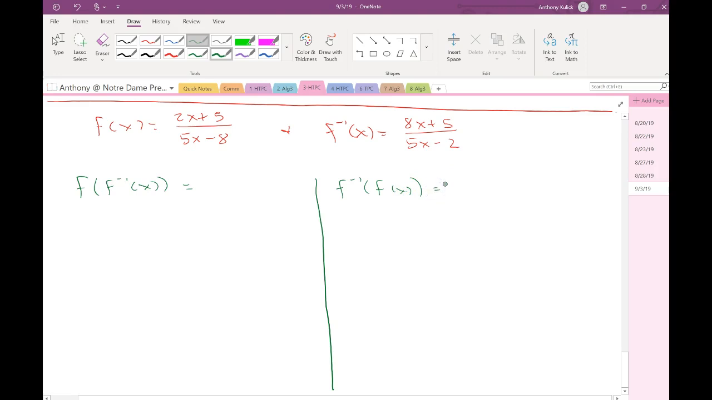Everybody's okay with that plan? Okay. So, first thing I'll do is replace f inverse with the algebraic expression for f inverse. Then I'm going to rewrite f of x, except everywhere there's an x, I'm going to leave an empty set of parentheses. And in that empty set of parentheses, I'm going to write my expression for f inverse.